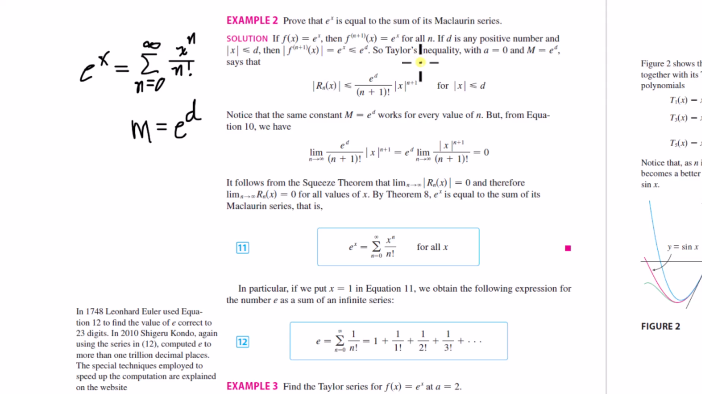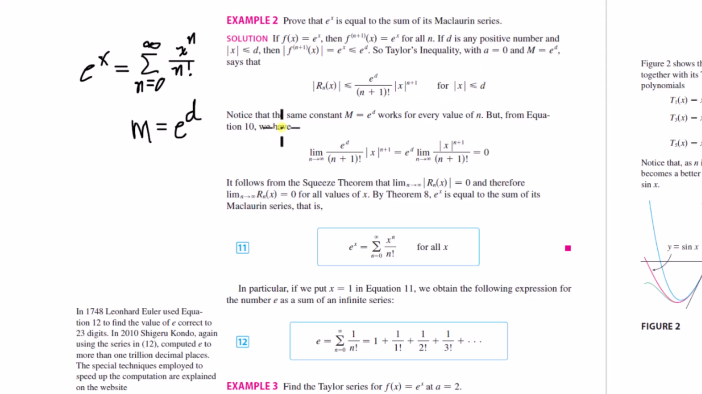And so that satisfies Taylor's inequality. In this case, with a equal to 0 and M equal to e to the d, you can write out Taylor's inequality and just put what the M is. This is e to the d. Everything else is just the n values and the x, and then you can just put d here.